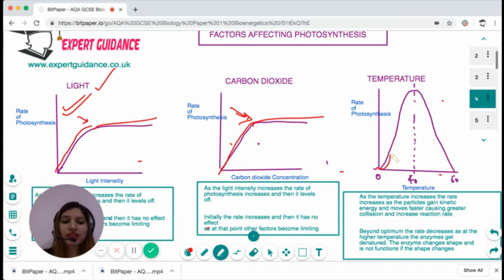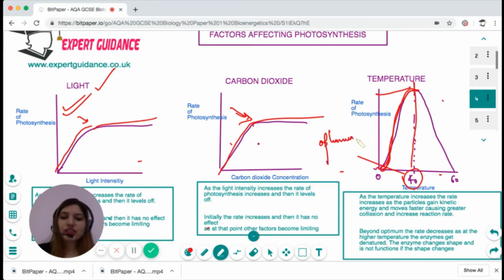As the temperature increases, as per chemistry, the particles gain more kinetic energy, they collide more, increasing the rate of reaction. And that's what we can easily see from the graph, that as the temperature is increasing, the rate of photosynthesis is increasing. Now, as it reaches 40 degrees, there we get the maximum rate of photosynthesis, and this point where we get the maximum rate is known as the optimum temperature.